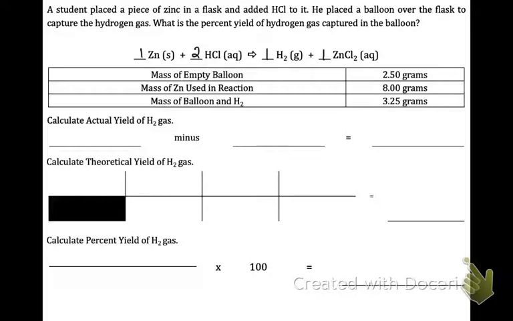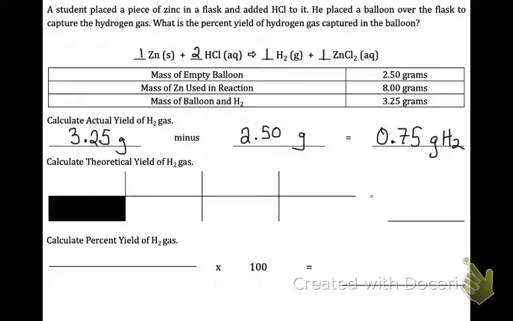The mass of the empty balloon was 2.5 grams. The mass of zinc used was 8 grams. And then the mass of the balloon with the hydrogen gas was 3.25. So let's find the actual yield of hydrogen gas. 3.25 minus the 2.5. The actual yield was 0.75 grams of hydrogen.